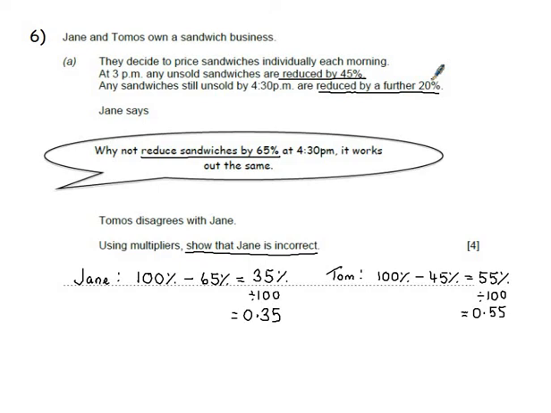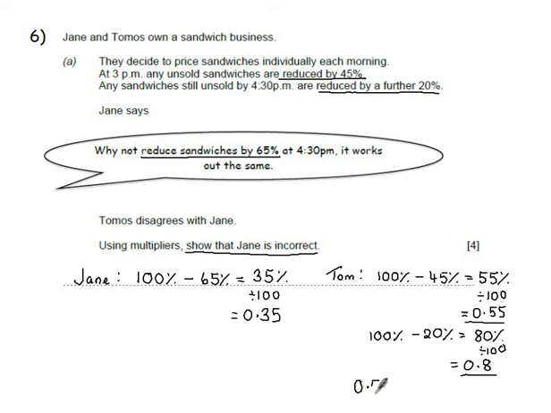Then he reduces them by a further 20%. Now remember, you don't do anything different here just because it's a second multiplier. You still start with 100%. You take away the 20 to give you 80%. And then again, change to a decimal, divide by 100 to give you 0.8, or 0.80 if you really want to. So you have two multipliers there. So imagine the sandwiches cost, say, £5. You'd times it by this multiplier, and then you'd multiply it again by the second multiplier. So to see whether Tom's multiplier is different to Jane's, we want to multiply the two multipliers together.